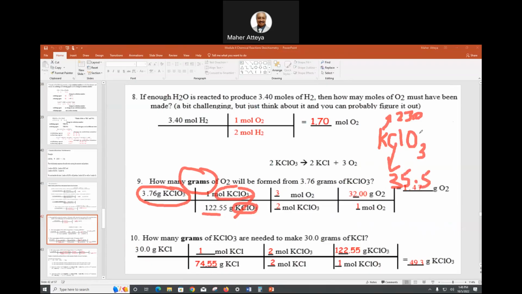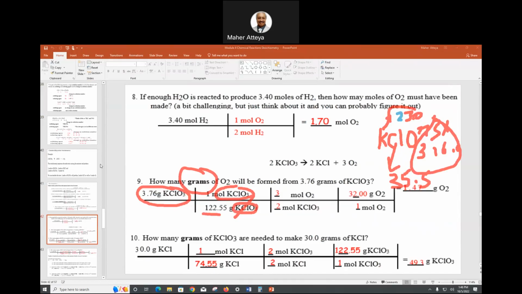Oxygen is 16, but it has multiplied by 3. 3 multiplied by 16.0 gram per mole. When you add this one here with this one here. Potassium is not 23. That's potassium. Potassium is 39. Sorry, potassium is 39.